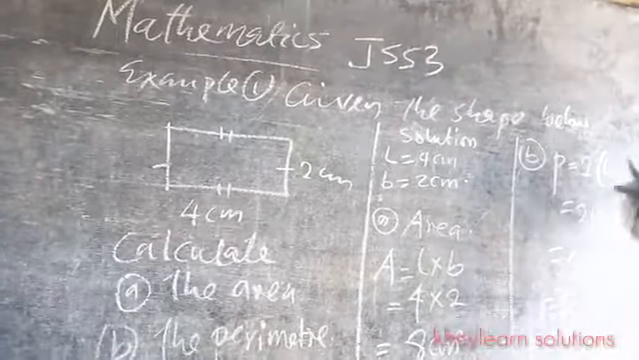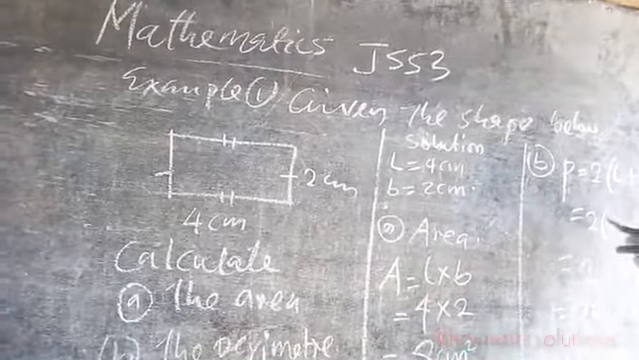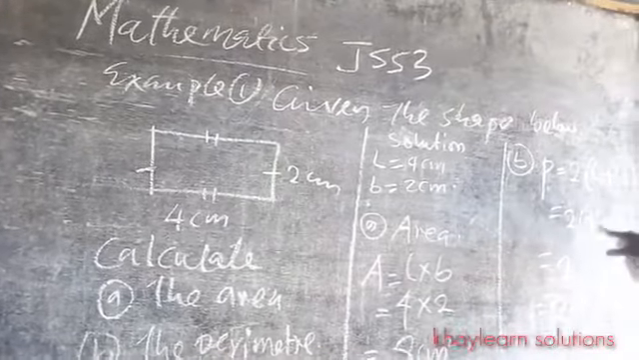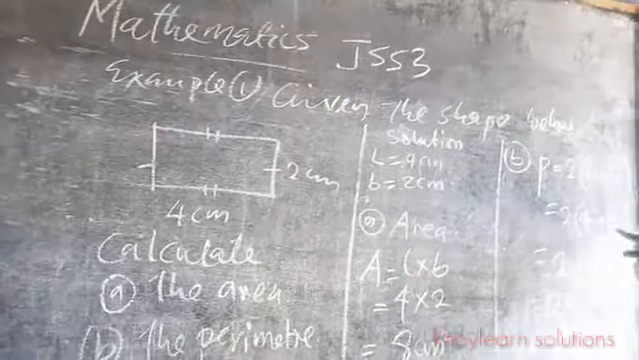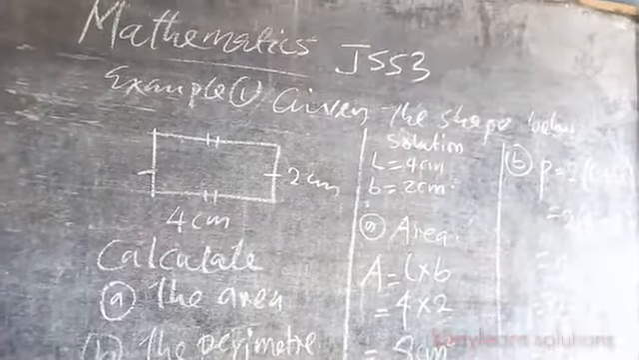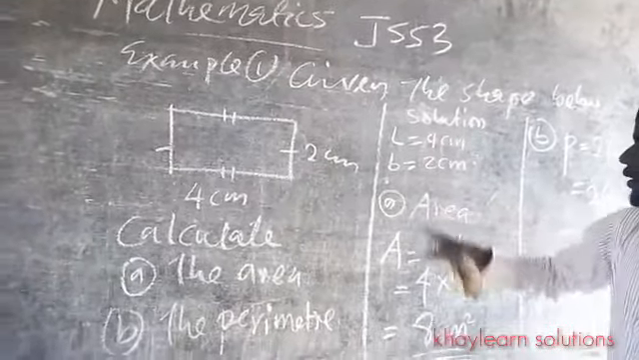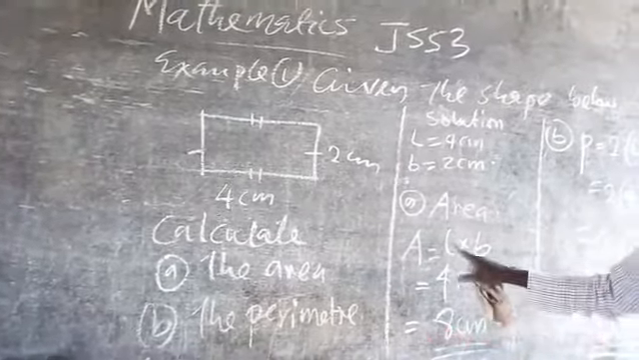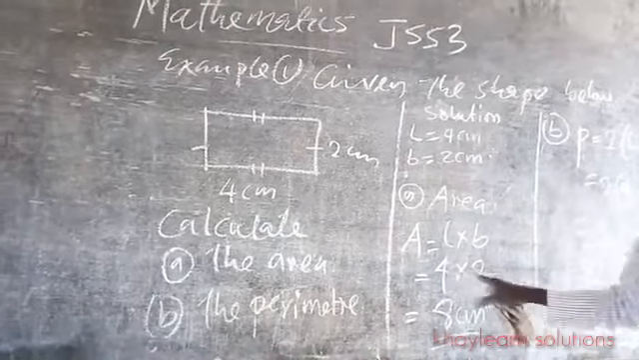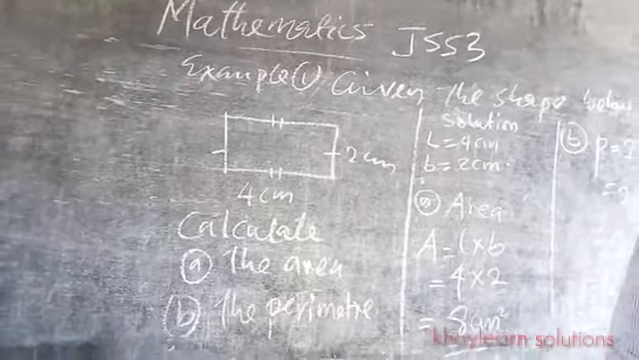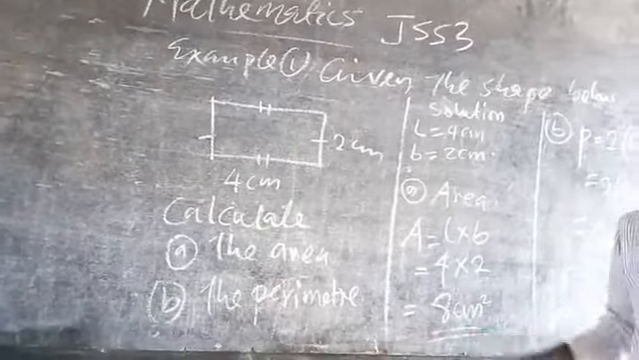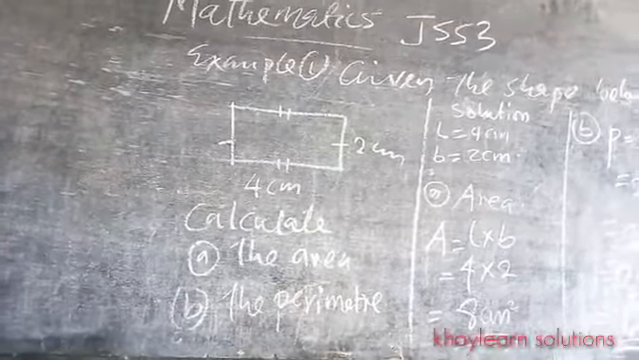So the perimeter is 2 bracket L plus B. We have 2 bracket 4 plus 2, L is 4, B is 2. 4 plus 2 is 6, 6 times 2 making 12 as the perimeter. The area is length times breadth, where 4 stands for length, B stands for 2. Therefore 4 times 2 making 8 centimeters square, and it is an area. Area has a square in its unit. So this is all we have for this very example.